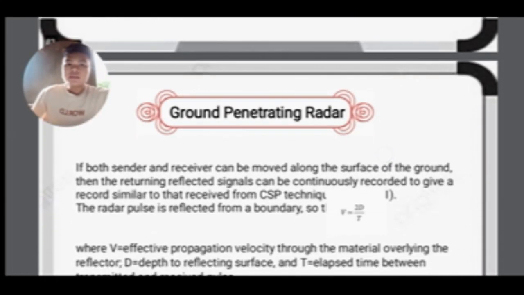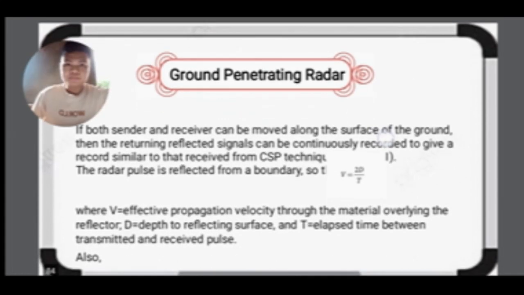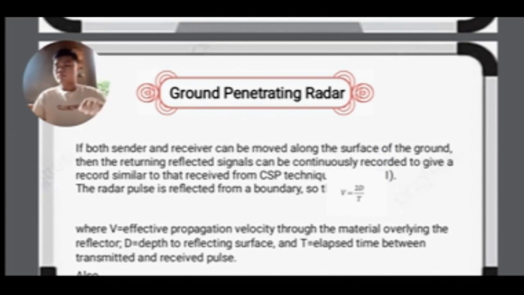The next one is the ground penetrating radar. The basic principle of the transmission and reflection of electromagnetic waves in order to establish the location of airplanes and aid ship navigation is the well-known radar.